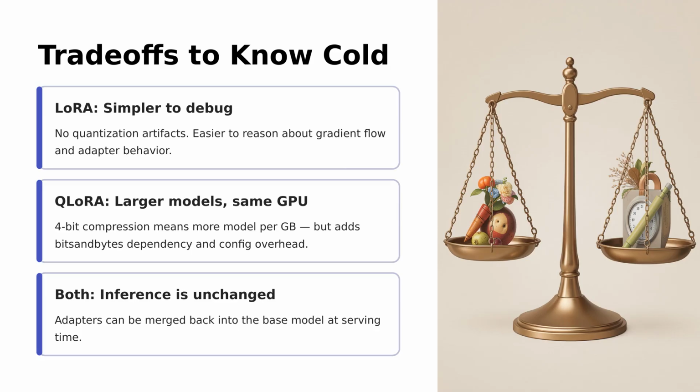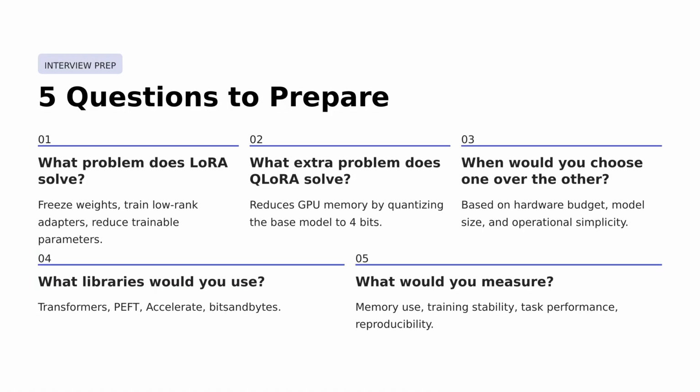LoRA is usually simpler to debug because there are no quantization artifacts, and it's easier to reason about gradient flow and adapter behavior. QLoRA lets you fit larger models on the same GPU by using 4-bit compression, but that comes with extra bitsandbytes dependencies and a bit more configuration overhead. In both cases, inference stays the same because adapters can be merged back into the base model for serving.